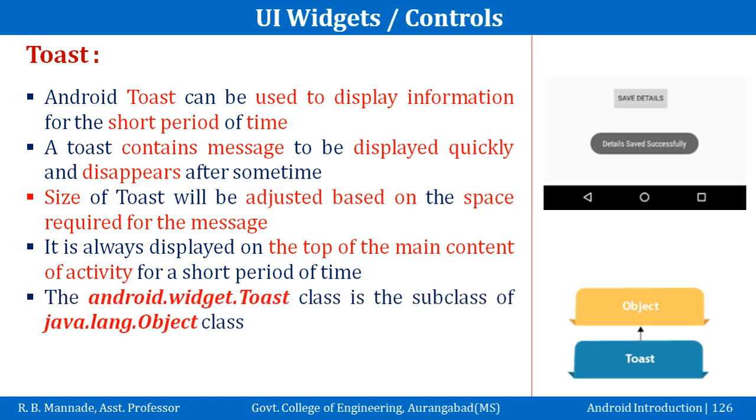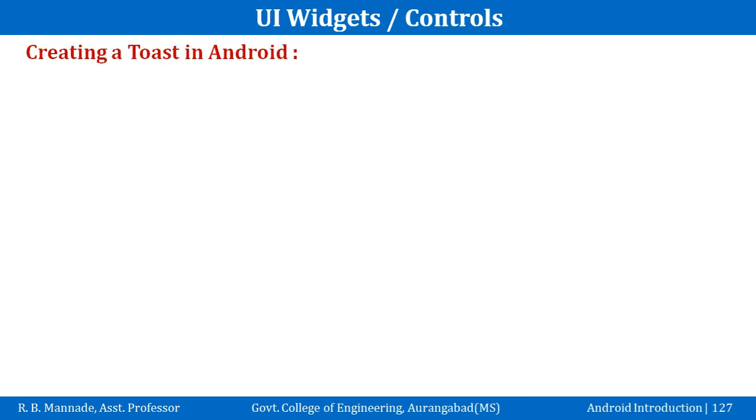And generally, the toast class is a subclass of the object class. Okay, so both are built-in classes of the Android system, and toast is a child class of the object class. In some cases, depending upon a requirement, we can also create a custom toast for our requirement. Right, now we'll see how to create a toast in Android programming.